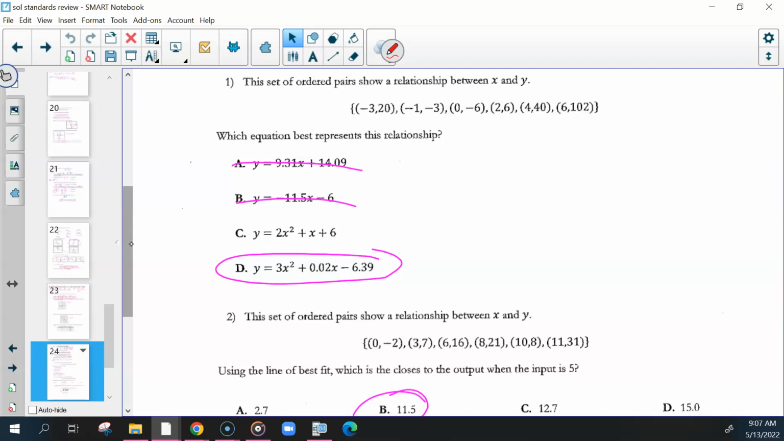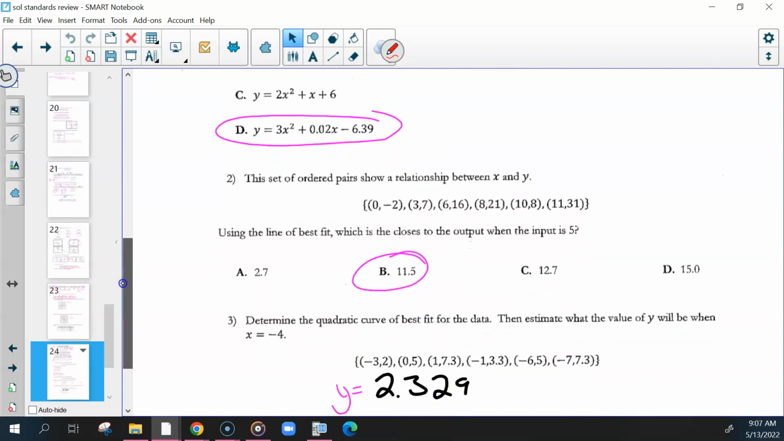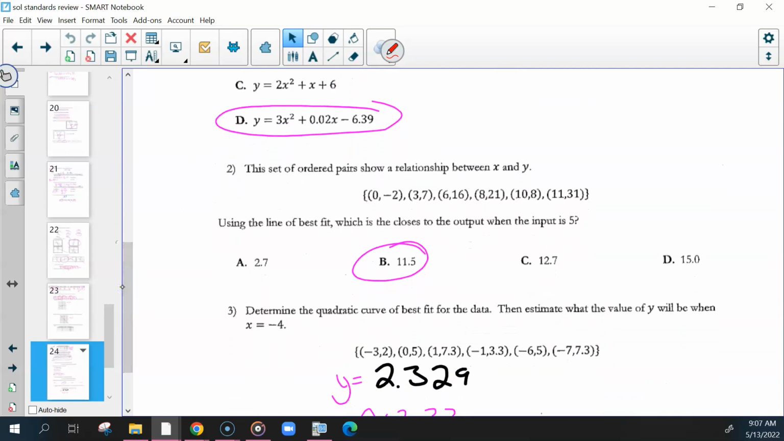Sometimes when you find the curve of best fit or the line of best fit, it's not always the one they give you. So you may be looking for one that's close to or similar to. If you did like the y1 tilde, all of that stuff. For number two, you're going to do the same thing, but this one tells you it's using the line of best fit. So you would only use line, not quadratic.